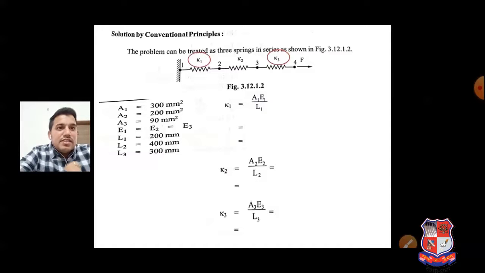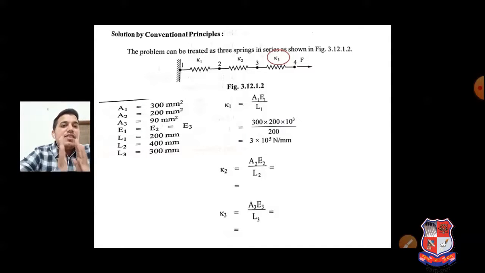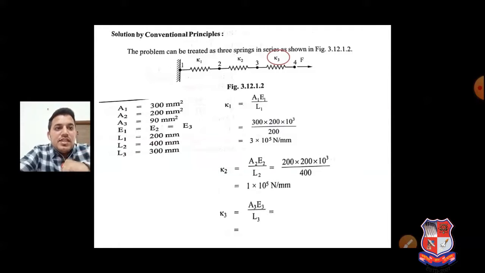So let's start first. This is the first element, K1, and we have to find it out. When we put in the values, 300 into 200 into 10 raised to 3 divided by 200, here we cancel 200, so 3 into 10 raised to 5 Newton per mm. So here we found the individual stiffness of the first element. Now similarly we have to find it for the second and third elements. For the second element we have to find K2, so if we put in the value, A2 E2 upon L2, the answer is 1 into 10 raised to 5 Newton per mm.